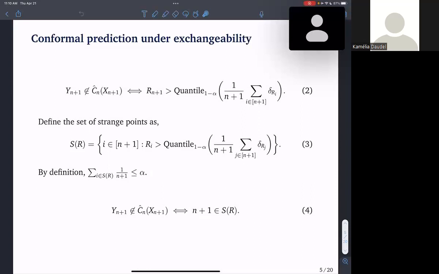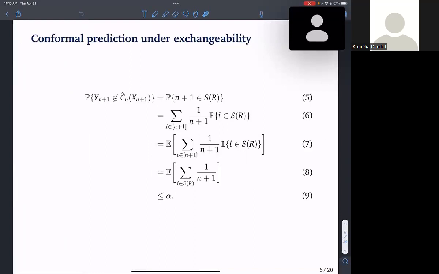So we can redefine when an error happens as when n+1 is a strange point. Following that, the probability of n+1 being a strange point is the sum over all i of the probability that i belongs to the strange set. And since they're all uniform, we weight it by 1 over n+1, and that is just through exchangeability. We can change the probability to an expectation of indicator functions. And through that, we can say that this is less than or equal to alpha, as this was shown in the previous slide to be less than or equal to alpha. So are there any questions? This is the algorithm again.